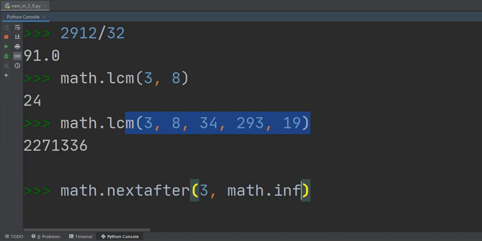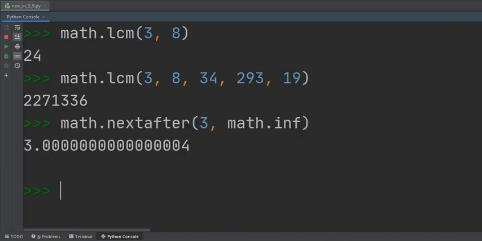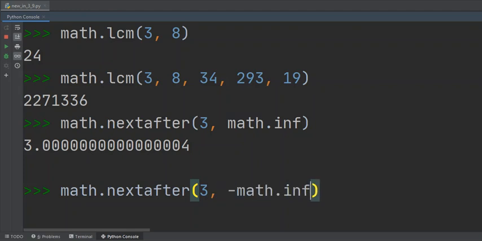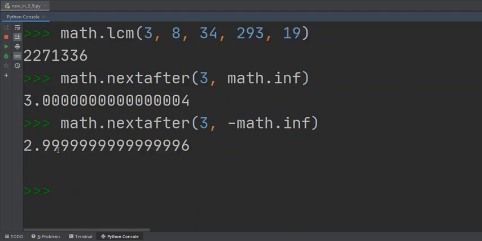And so math.nextafter(3, math.inf) is just going to say what's the next floating point number available after 3 trending towards positive infinity, right? And you'll see it's 3.000, a bunch of zeros, followed by a 4. And in fact, if you were to do math.nextafter of 3, negative math.inf, it would do it in the opposite direction, and you would see it would be 2.999, etc., 6.